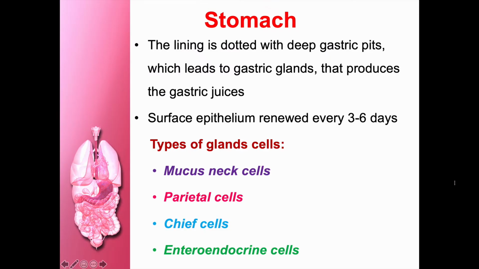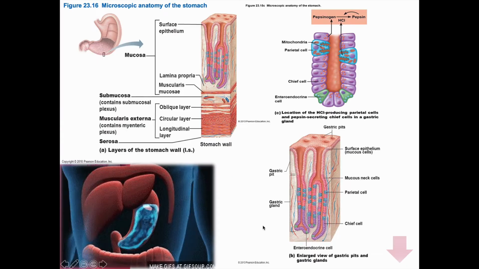So let's go to the physiology of the stomach. The lining is dotted with deep gastric pits. The surface epithelium is renewed every 3 to 6 days. The glands present in the stomach are mucous neck cells, parietal cells, chief cells, which are also called oxyntic cells, and enteroendocrine cells. These are the 4 cells that are present.